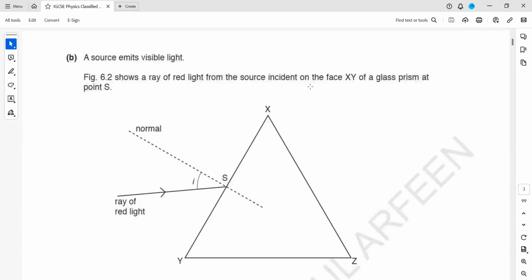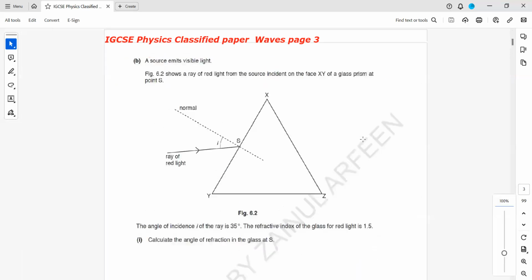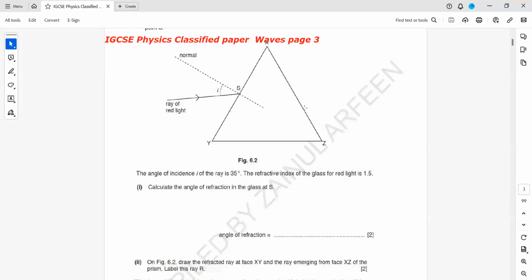A source emits visible light. Figure 6.2 shows a ray of red light from the source incident on face XY of a glass prism. This is page number 3. The angle of incidence is 35 degrees. The refractive index is 1.5. We have to calculate the angle of refraction.